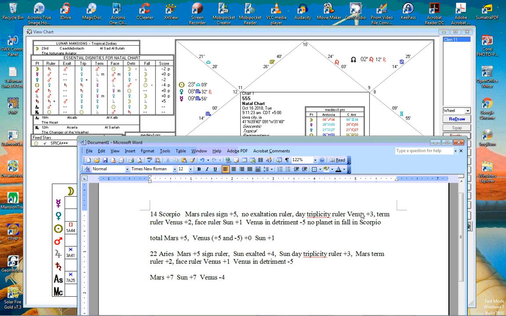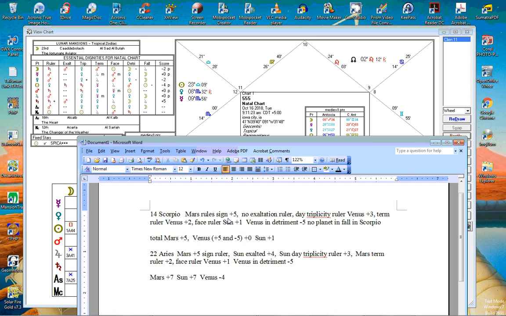Day triplicity ruler is Venus, who gets +3. The term ruler is Venus, who gets +2. The face ruler is the Sun, who gets +1. And then we look at essential debilities. Venus is in detriment, so she gets -5. And there's no planet in fall in Scorpio, and a planet that's in fall would get -5.